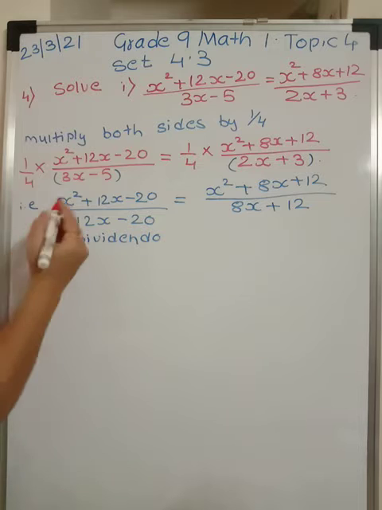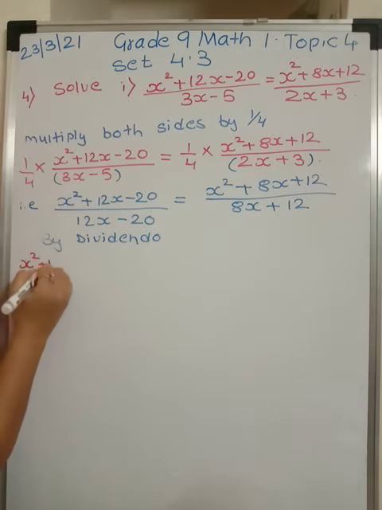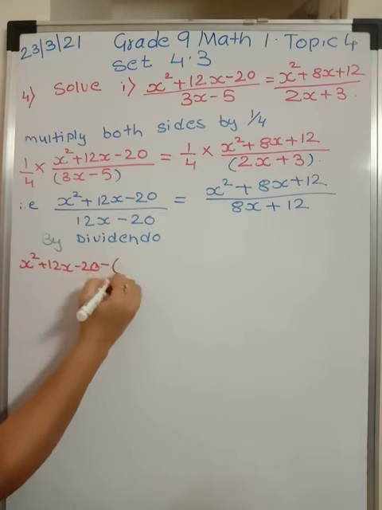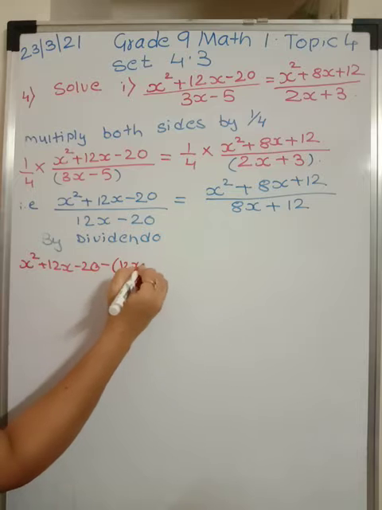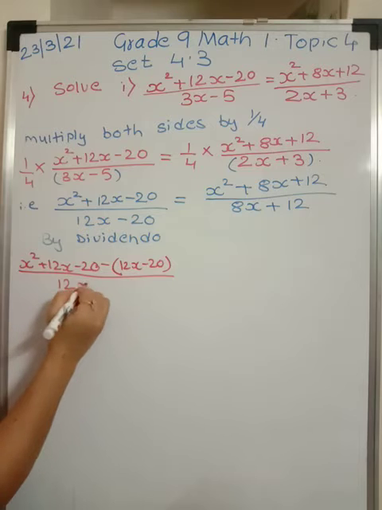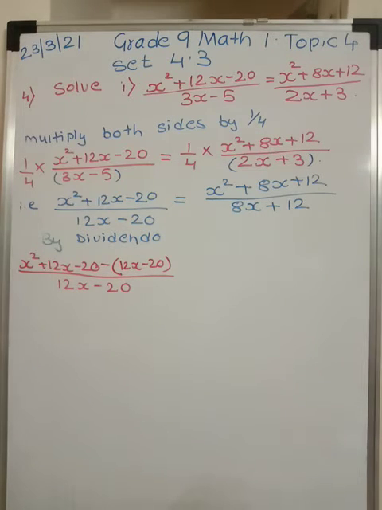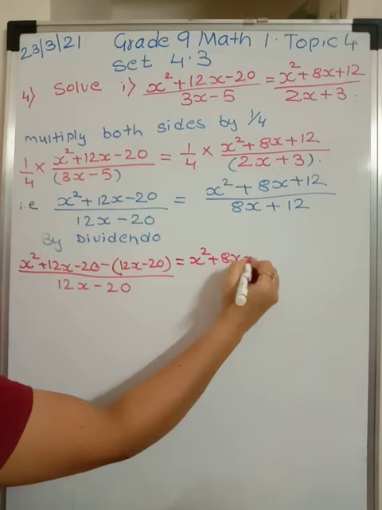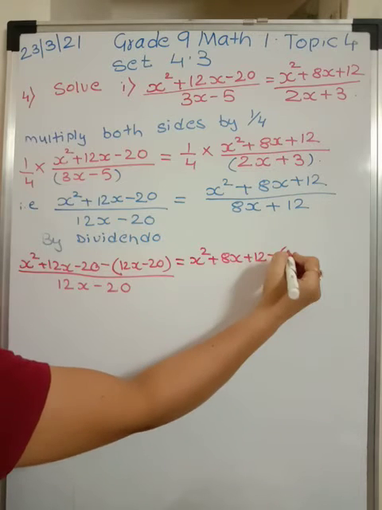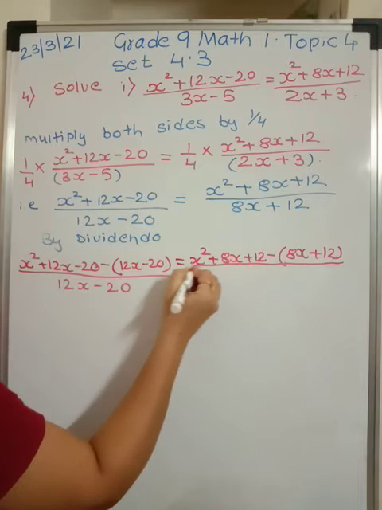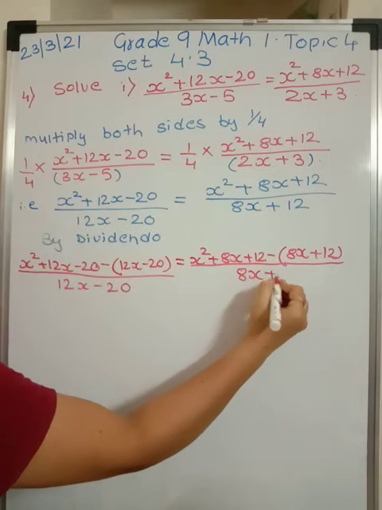So what am I going to get? I will get x² + 12x - 20. This is the numerator. From this I am subtracting this denominator, 12x - 20, upon, I will be writing the denominator as it is, 12x - 20. This is dividendo. Okay, similarly, this side also I would be doing x² + 8x + 12 minus (8x + 12), the whole upon 8x + 12.